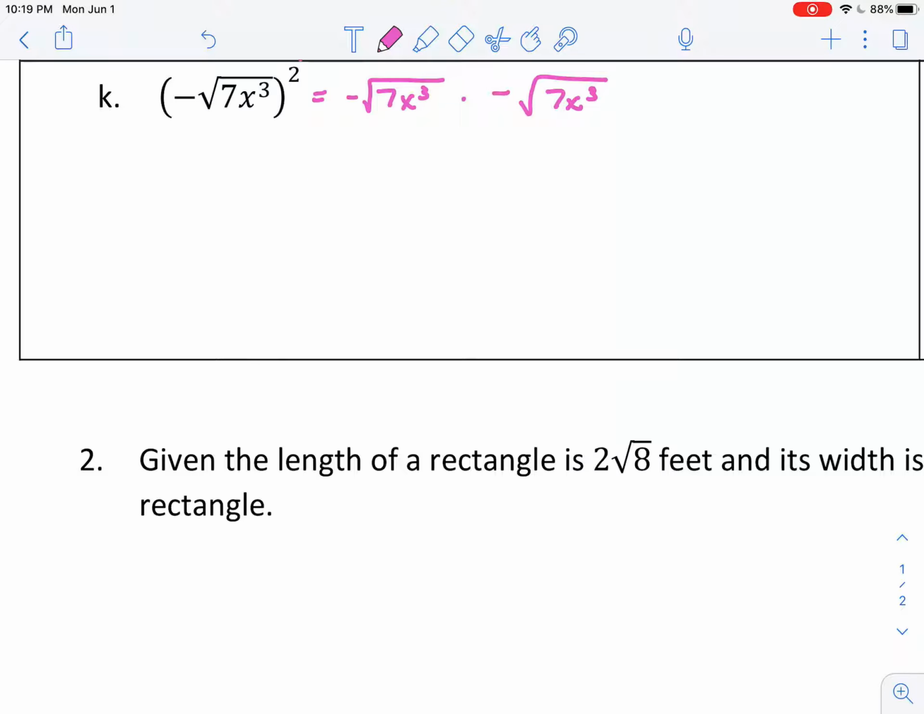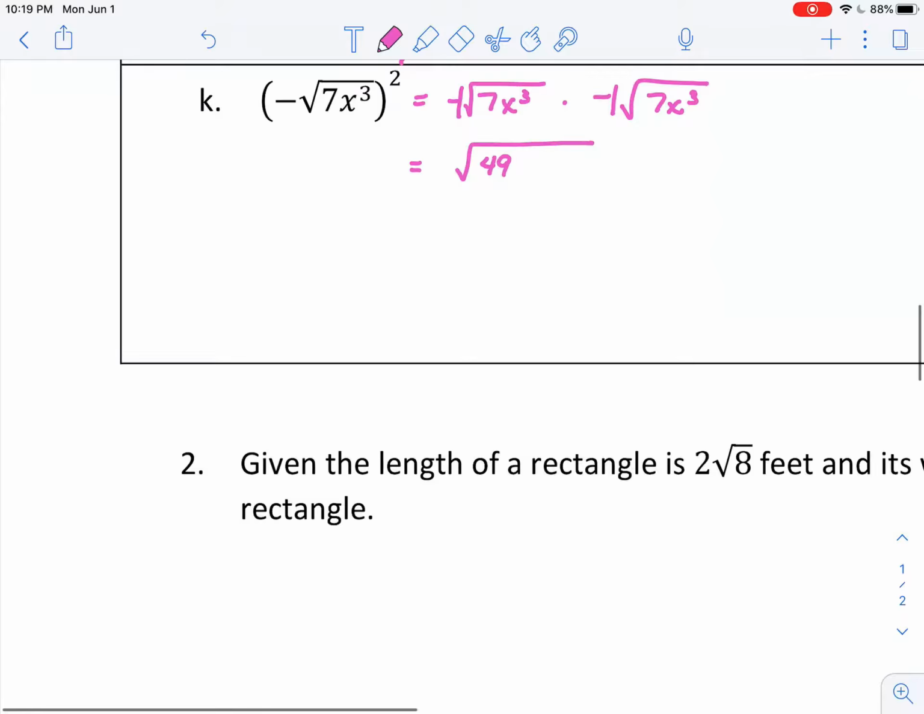So I'm going to start by multiplying the numbers outside my radical. Technically, there's just a negative there, but remember, if you don't see a coefficient, you can assume that it is a 1. So there's a negative 1 times a negative 1, so that's just a positive 1. Inside the radical is a 7 times a 7, so we get another 49 to be working with. But then I have x cubed times x cubed.